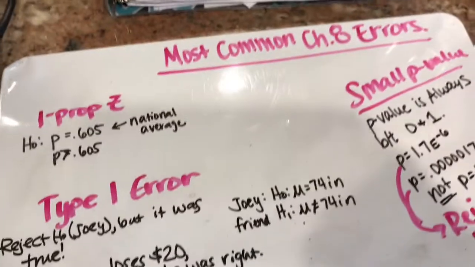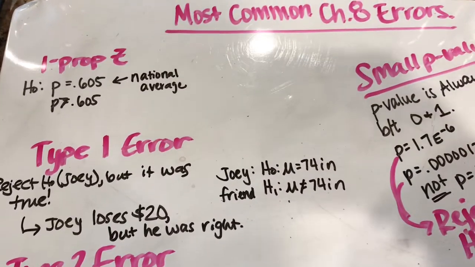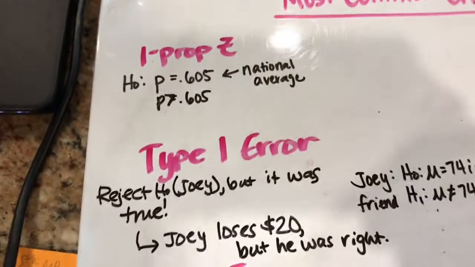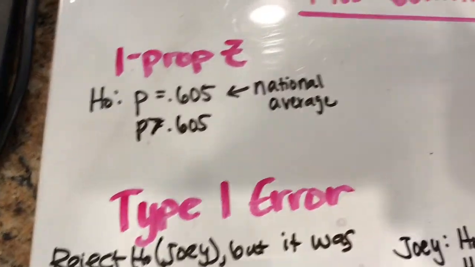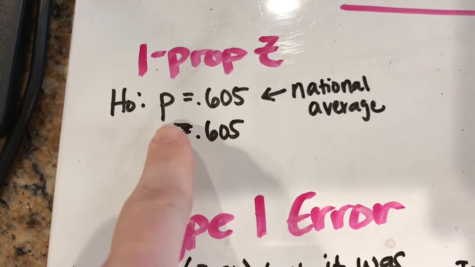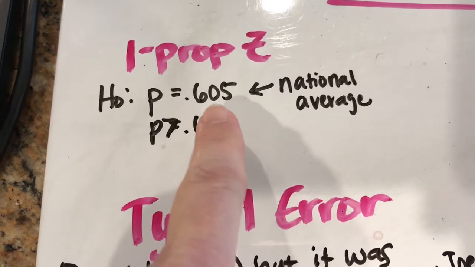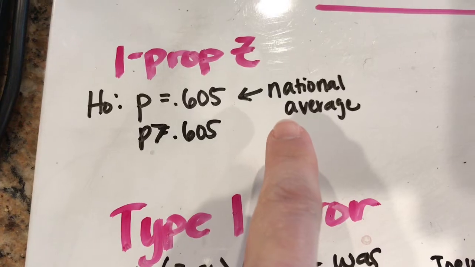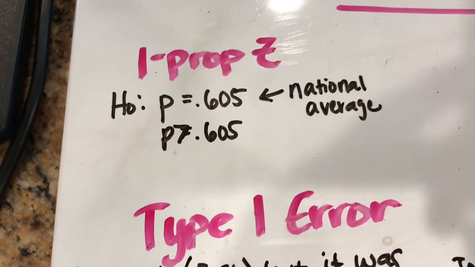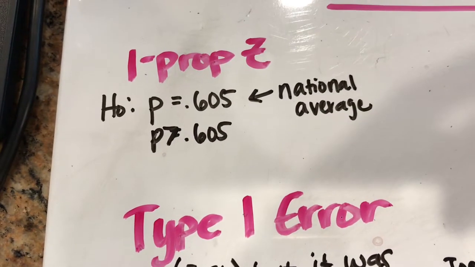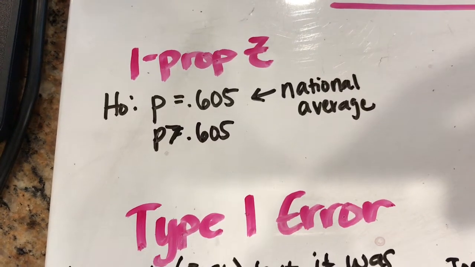Hey everybody, I just want to go over some of the most common Chapter 8 errors that I saw. One was just a simple error. When you do your hypothesis for a proportion, make sure you use P for proportion and not the mean symbol. And make sure you put in as your number the national average, not the average that your sample was. So that's for the null and alternative hypothesis.